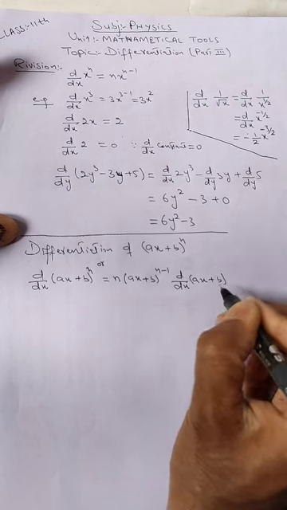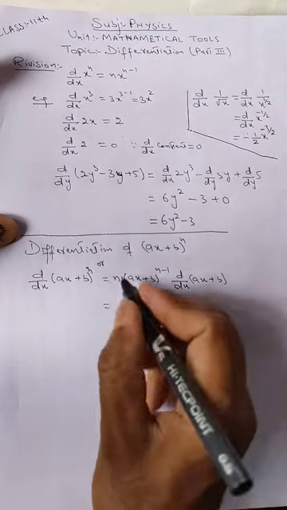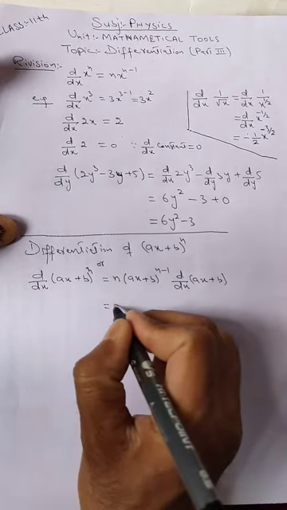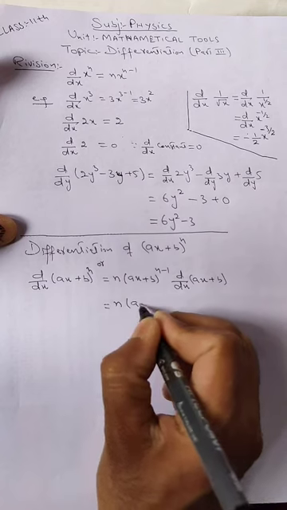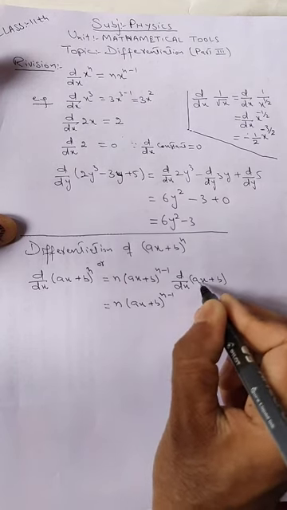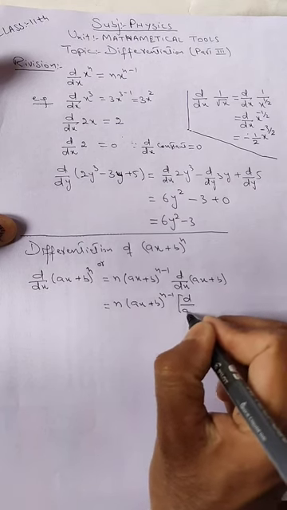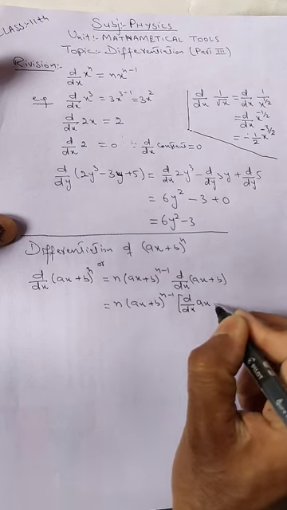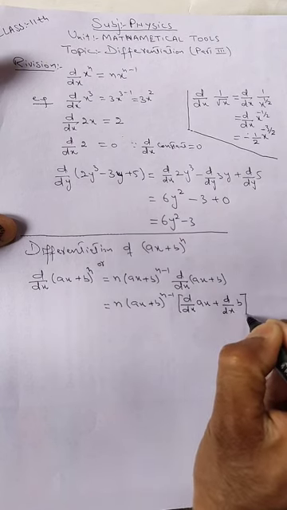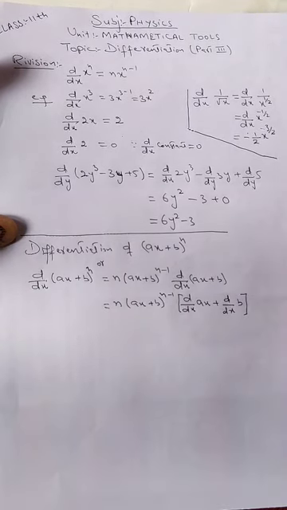Okay, so I can elaborate it further. I will write n (ax + b) raised to power n minus 1. This and this have to be differentiated separately. Then it will be d over dx of ax plus d over dx of b. Okay, let's take some examples on this, then we can get it easily.